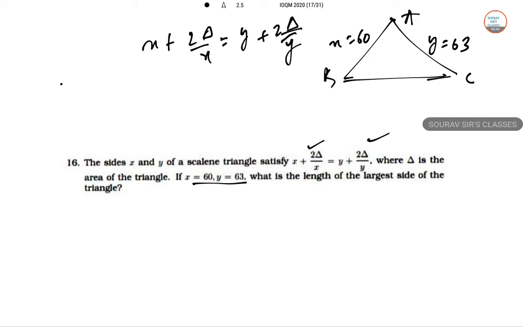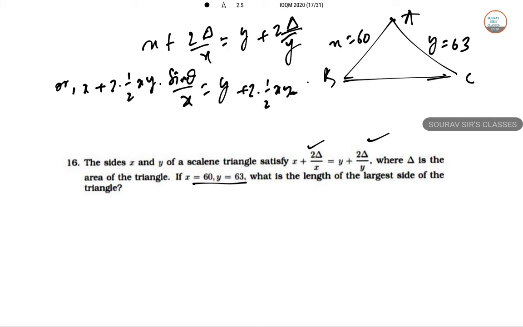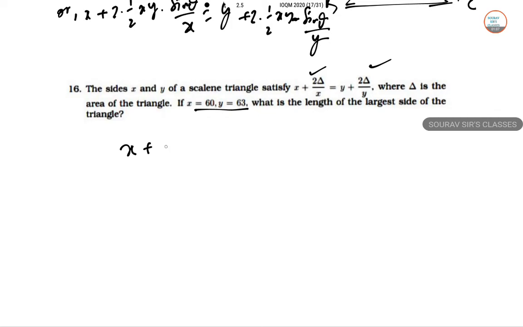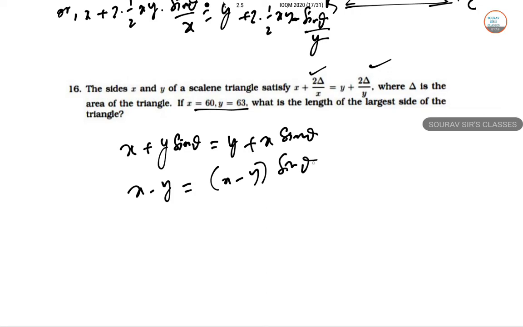So x plus 2 into half xy sine theta by x equals y plus 2 into half xy sine theta by y. So x plus y sine theta equals y plus x sine theta. So x minus y equals (x minus y) into sine theta. So sine theta equals 1, so theta equals pi by 2. So BC is 87, so that is the largest side. 87 is the answer.